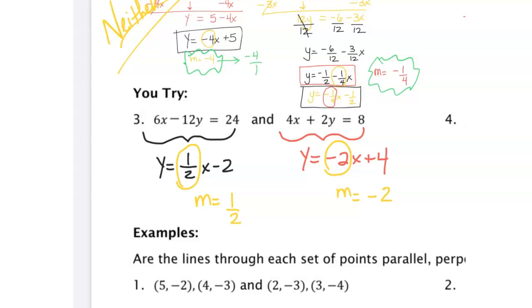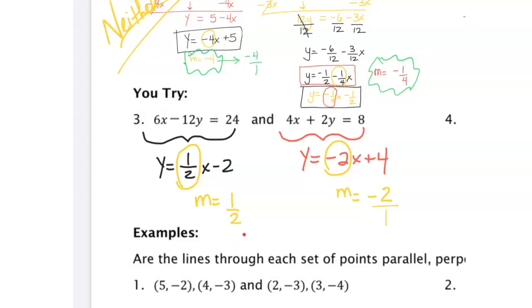All right, so for number 3, after rearranging our equation, we should have gotten y equals 1/2 x minus 2. Your slope is 1/2. It's the number being multiplied by x. For the second equation, y equals negative 2x plus 4. The slope is the number being multiplied by x, which is negative 2. So now we're comparing 1/2 to our negative 2. Well, let's look at negative 2 as a fraction. First off, negative 2 over 1.